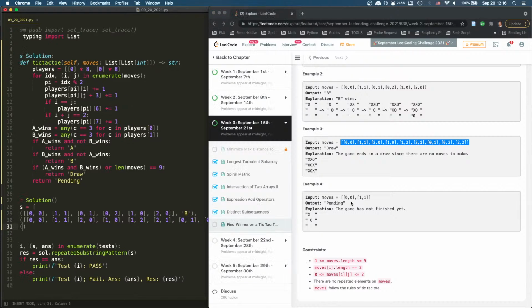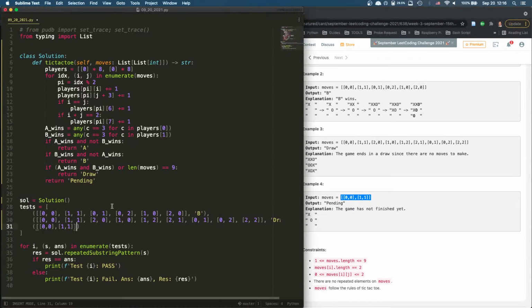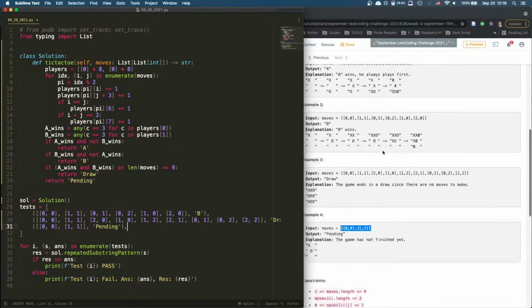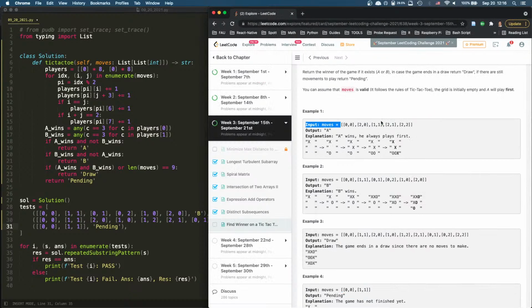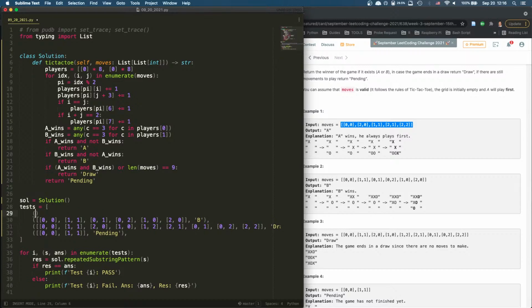And then this is the last one. This is a pending. You cannot check for pending just by whether the number of moves is sufficient. You have to count, right? You have to count. This is going to be A.